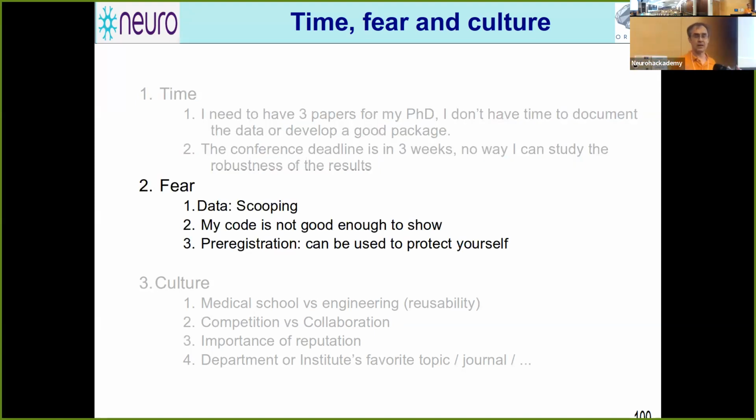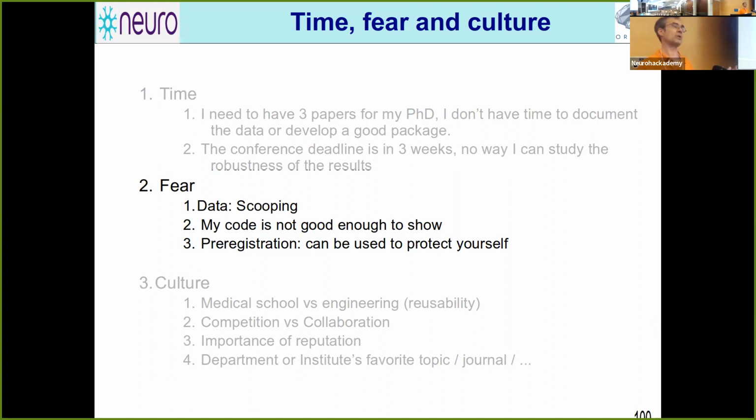There's a lot of data scooping fear, and I've seen even in my lab students saying, hey, this code is so crappy, my code is so crappy, by the way. I just don't want to put it on the web because people will have a judgmental view of that and say, oh, that's... It's human and normal, but it's still something that prevents the advance of open science for sure.